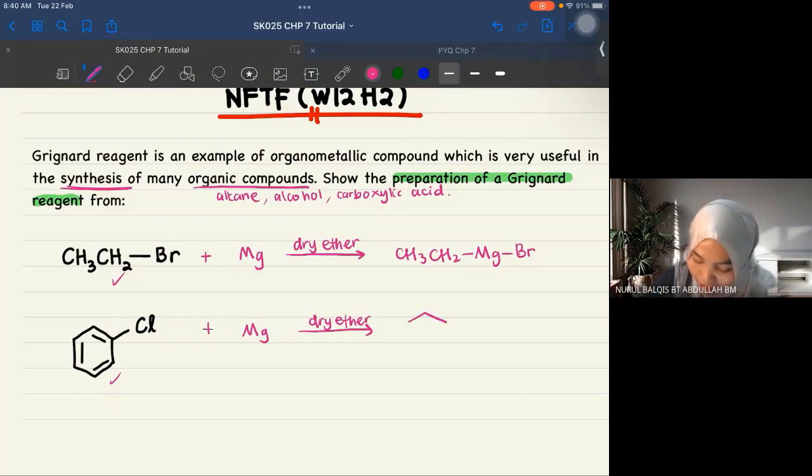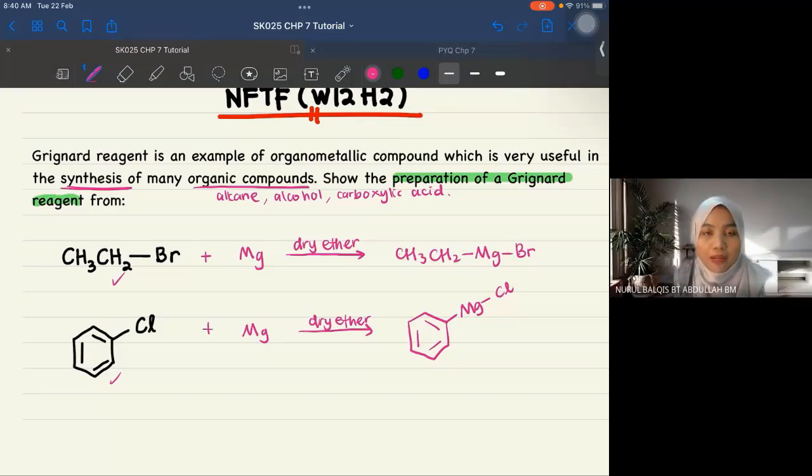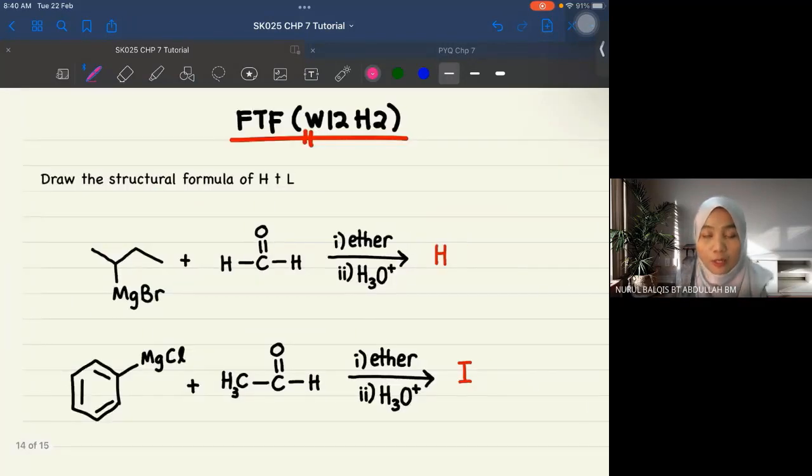So, awak lukis balik yang haloalkane tadi tu, but kita letak in between dia adalah Mg dan juga lukis ni Cl. Boleh ke? Mg mesti duduk tengah sebab dia sebagai metal yang hold the compound. Boleh. Okay, so we have now prepared our Grignard reagent. Okay, kena buat benda ni walaupun soalan tak bagi. Tapi kalau lalu dia kena tunjuk.